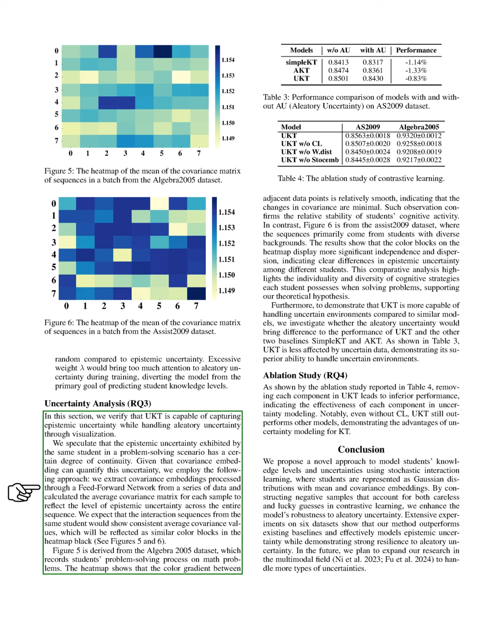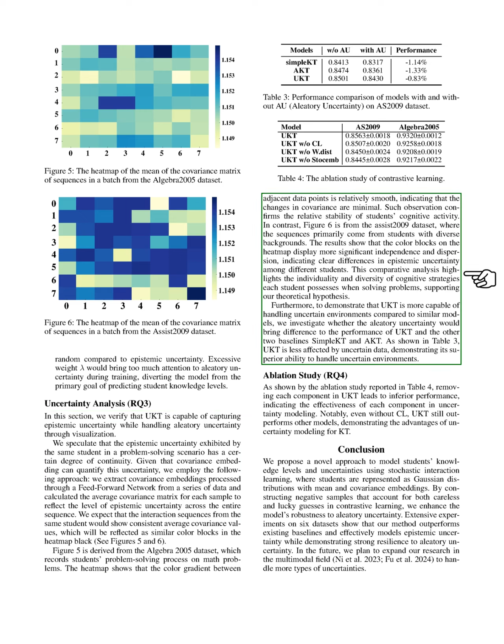Our findings from the Algebra 2005 dataset indicate a smooth color gradient, suggesting minimal changes in covariance and stable cognitive activity. In contrast, the ASSIST 2009 dataset shows more varied color blocks, reflecting the diverse cognitive strategies among different students, supporting our theoretical hypothesis. Additionally, we find that UKT is less impacted by uncertain data compared to the other models, simple KT and AKT, highlighting its superior ability to navigate uncertain environments.